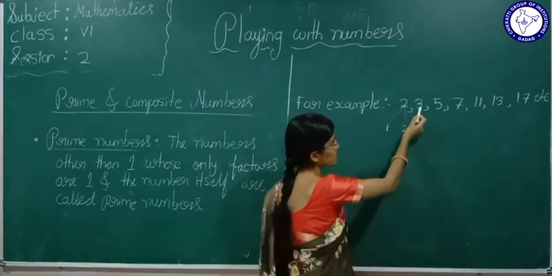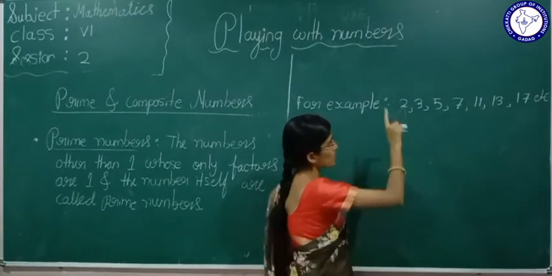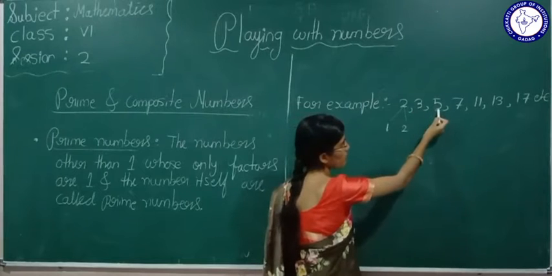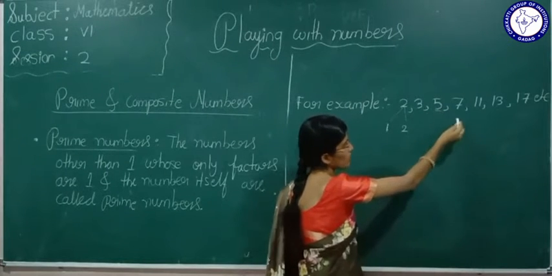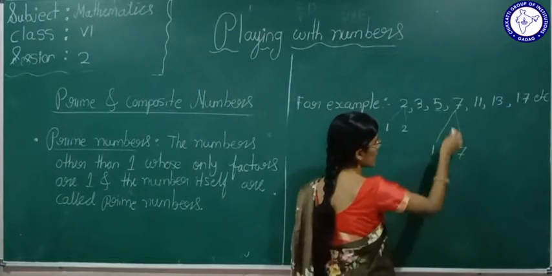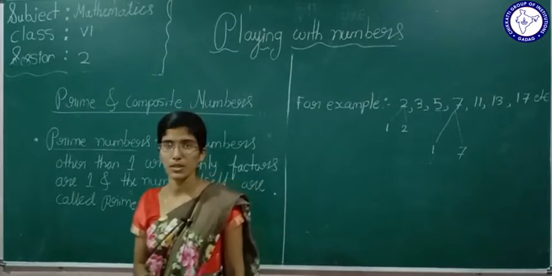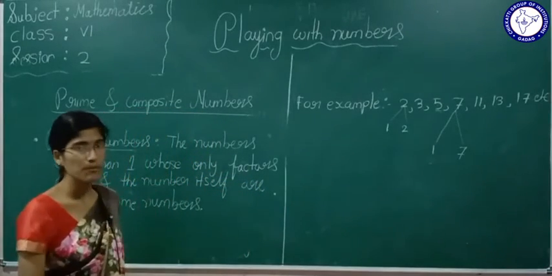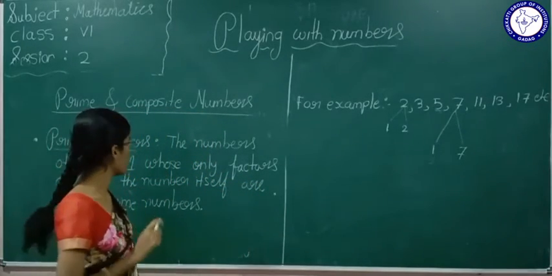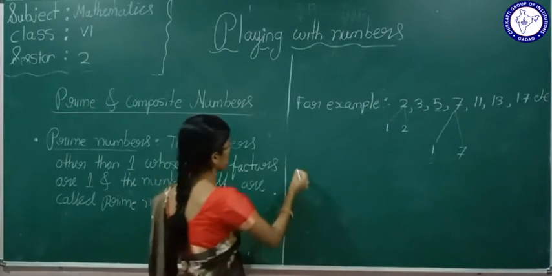So what are the factors of 3? 1 and 3. 1 and the number itself. What are the factors of 5? 1 and 5. What are the factors of this 7? 1 and 7. 1 and the number itself. Then such numbers are called prime numbers. Okay, this is a very basic concept you have to understand. So next we will see what composite numbers are.